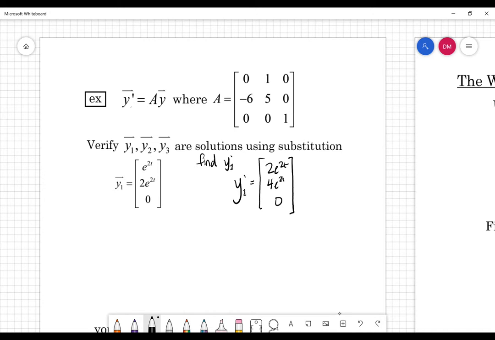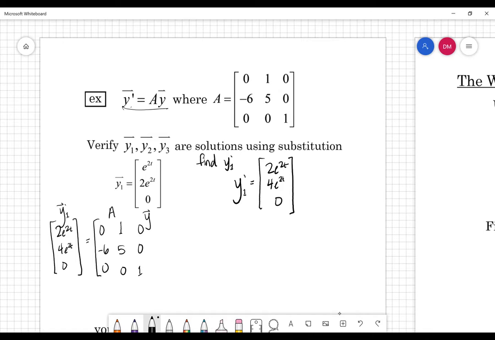Okay, so by substitution, we should be able to take y1 prime and y1, plug them back into our differential equation here with A, and make sure that this does in fact give us a solution. So y1 prime is equal to A times our vector valued function y. So A is this, and we are going to multiply that by what we got specifically here for y1.